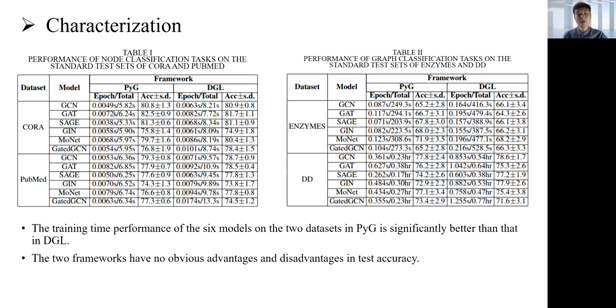From the experimental results in the tables, we can see that the two frameworks have no obvious advantage or disadvantage in test accuracy, but the DGL framework is obviously inferior to the PyG framework in training time performance. So we evaluate the training time breakdown and detailed layer-wise execution time of the 6 models in the 2 frameworks.